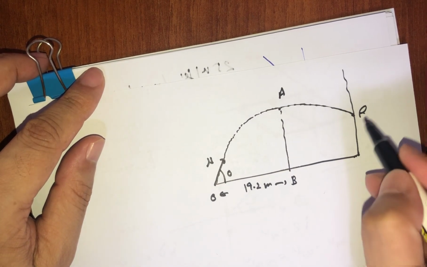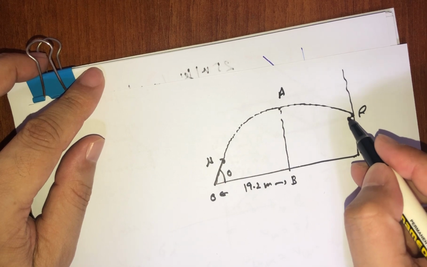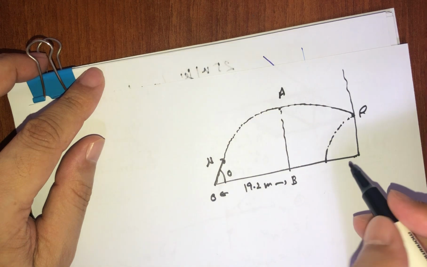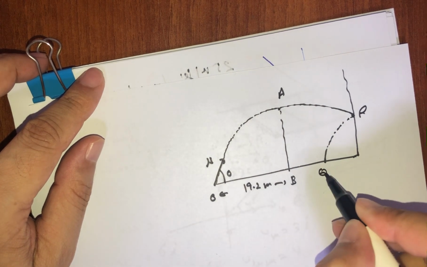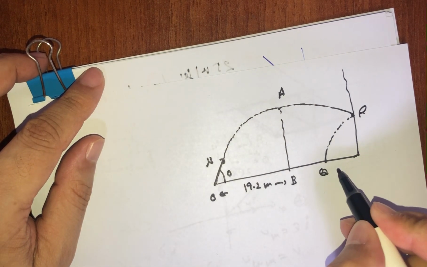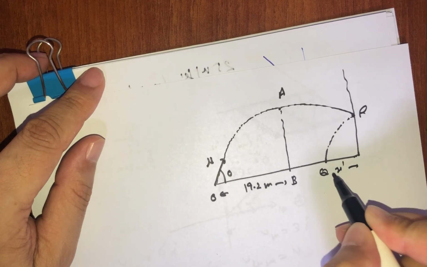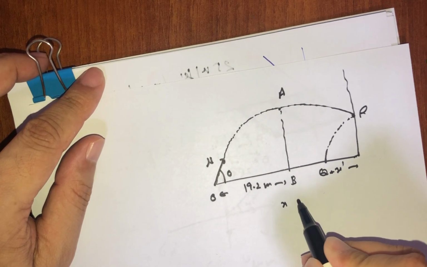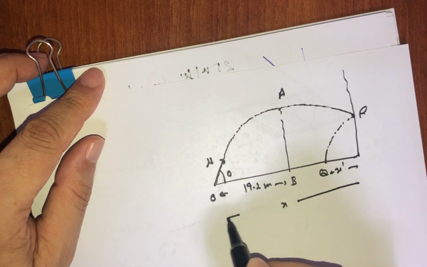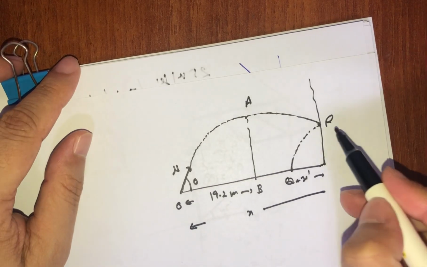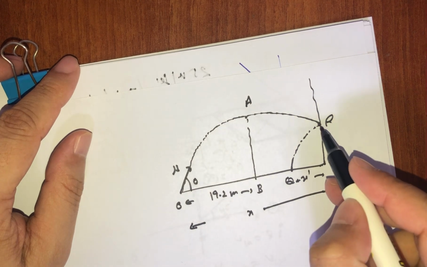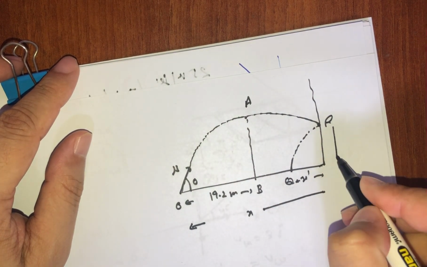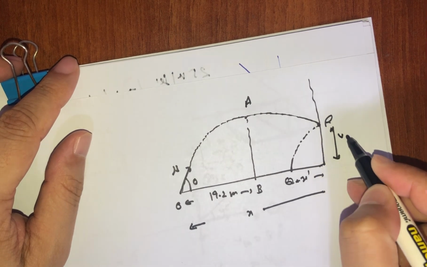After striking the wall, let us suppose it strikes the ground at point Q, and this distance is given as x prime, and this total distance is given as x. The point where the stone strikes the wall from the ground is given as 4 meters. So this is given as 4 meter.